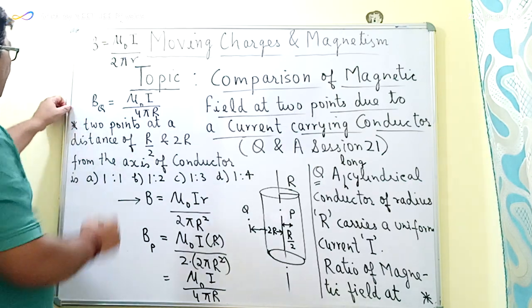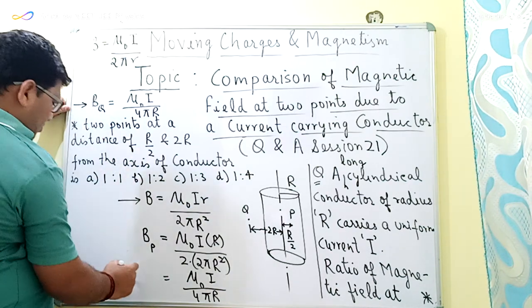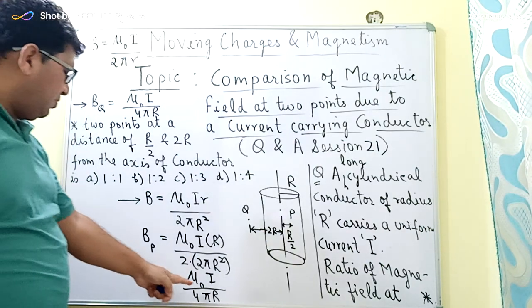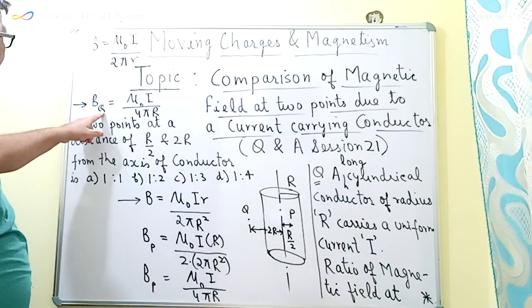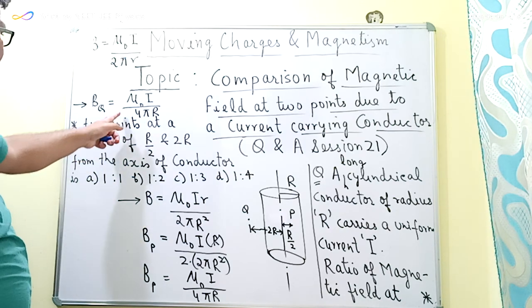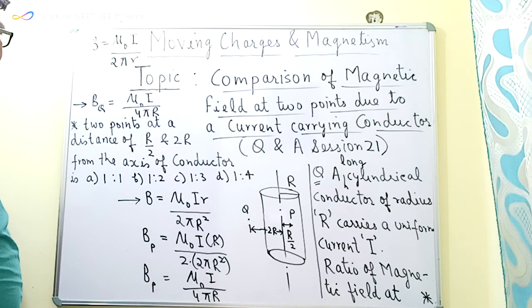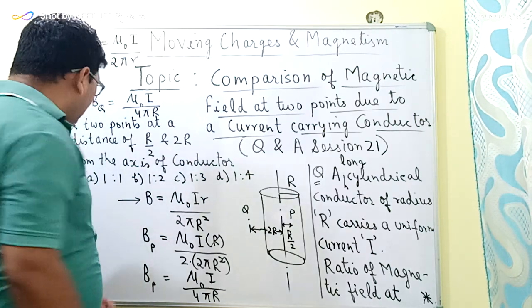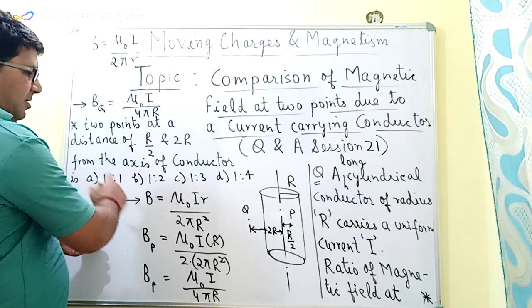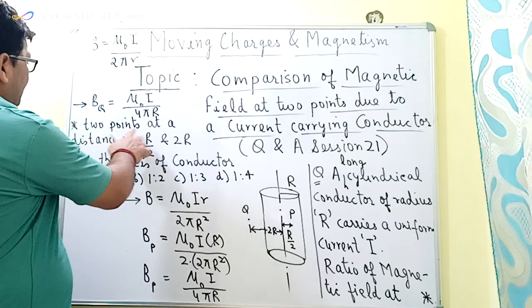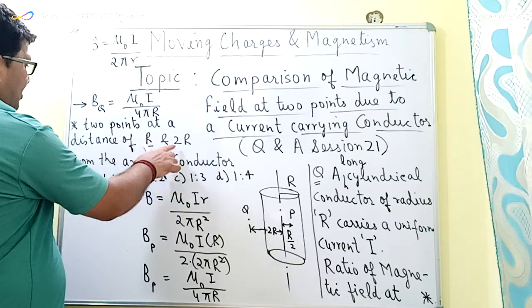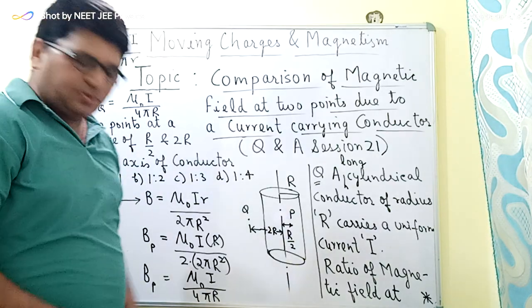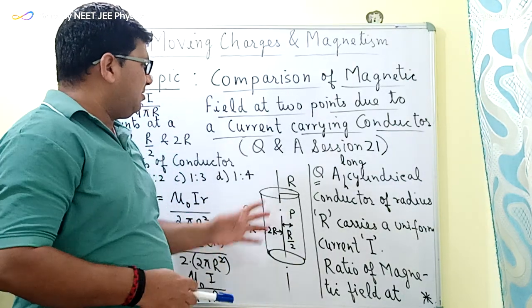So from these two values, the magnetic field at the point P is equal to mu naught I upon 4 pi r, and the magnetic field at the point Q, which is outside the current carrying conductor, is also equal to mu naught I upon 4 pi r. Since both these two values are equal, we can say that the ratio of the magnetic field at the 2 points at a distance of r by 2 and 2r from the axis of the conductor will be equal to 1:1.